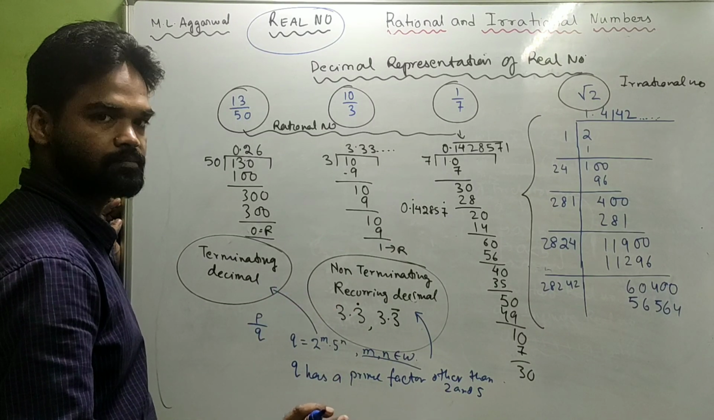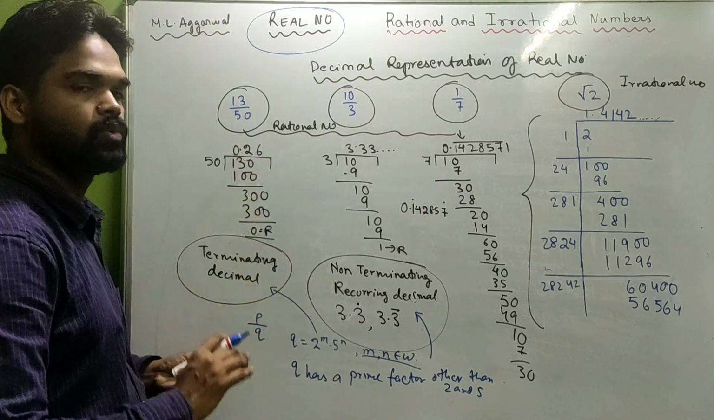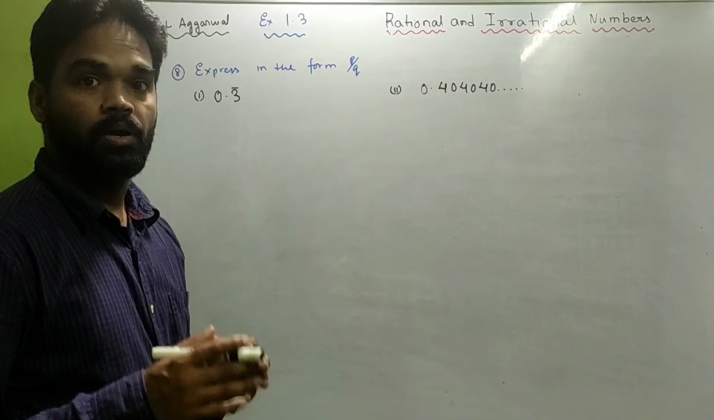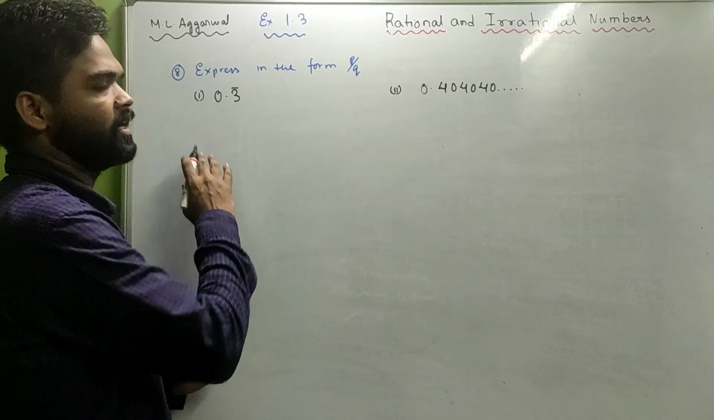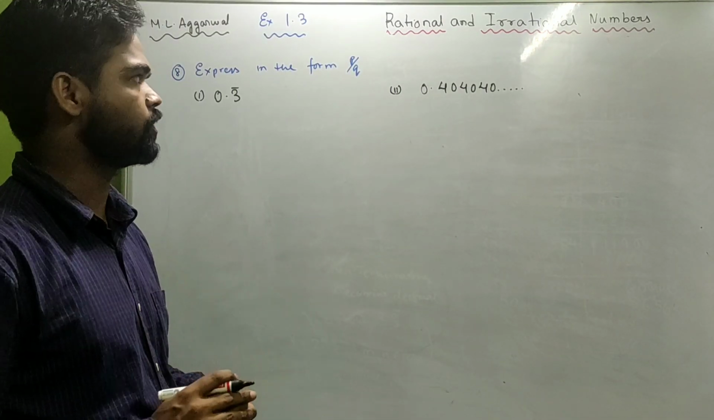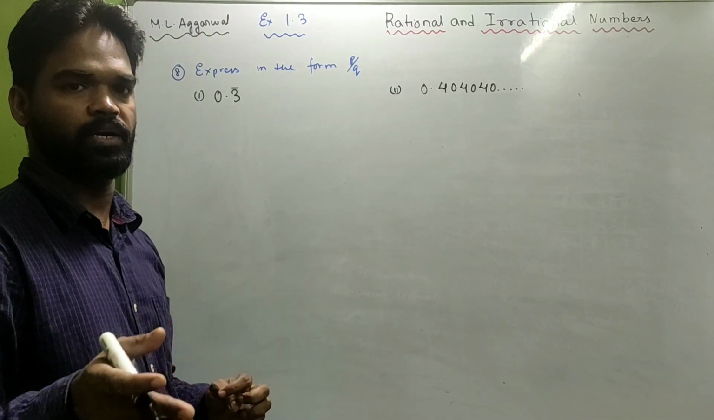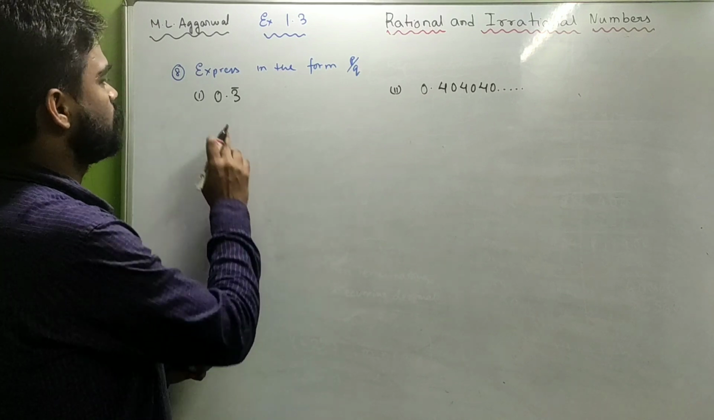Am I clear? Now let us do sums from this exercise. Look at exercise 1.3, sum number 8. Sums 1 to 7 are pretty easy. You can do them on your own. Express in the form P by Q, of course, where P and Q are integers and Q is not equal to 0.